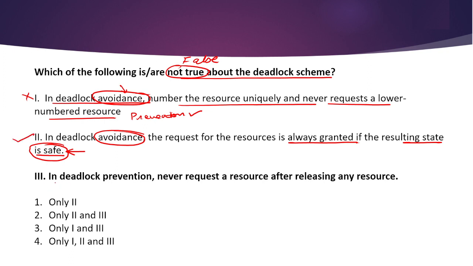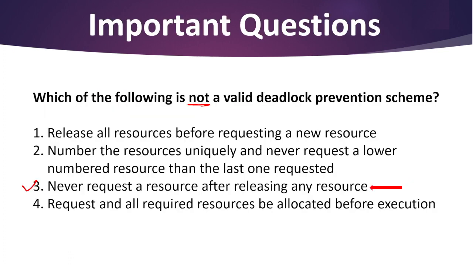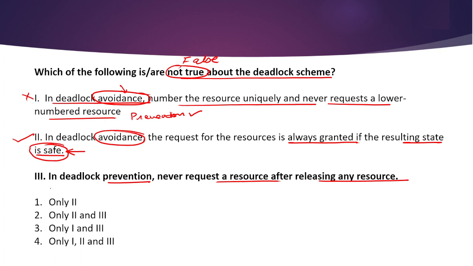Option 3 says in deadlock prevention, never request a resource after releasing any resource. We have already discussed this statement in this question. So this is also false statement. So we have to check the false statement, that is option number 1 and 3. Okay, so this is all about deadlock prevention. We have already discussed deadlock avoidance as well as Banker's algorithm. That was very important question, very important topic related to deadlock.